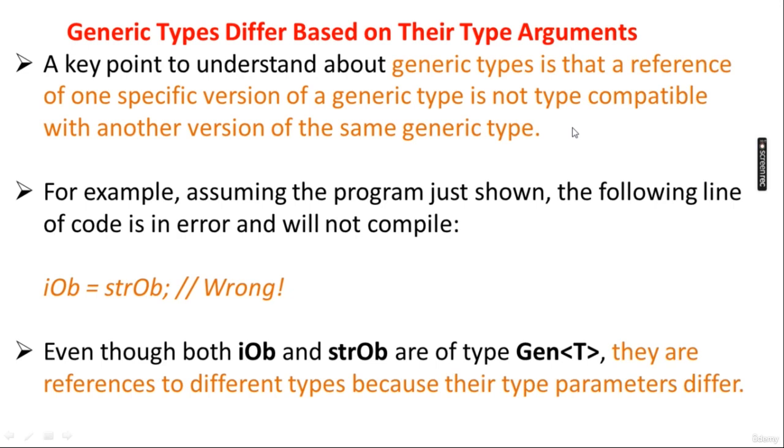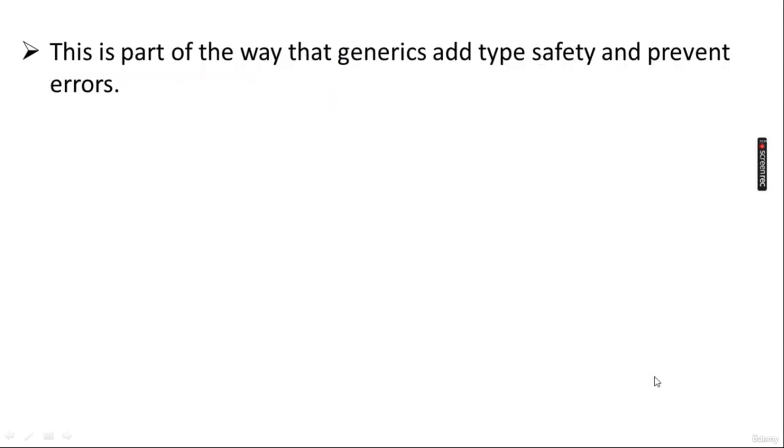You cannot write it like this, because Integer is a different thing and String is a different thing. Even though both iObject and strObject are of generic type Gen<T>, you are replacing T with only Integer and String, creating two different types of generics. Still you cannot create a reference to refer to each other. They are references to different types because their type parameters are different. This is part of the way generics add type safety and prevent errors.